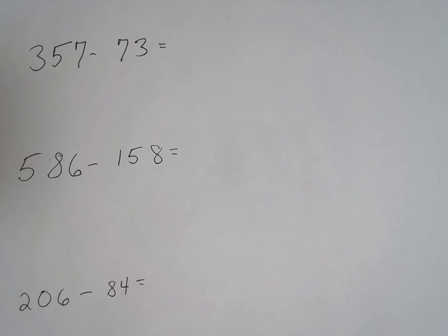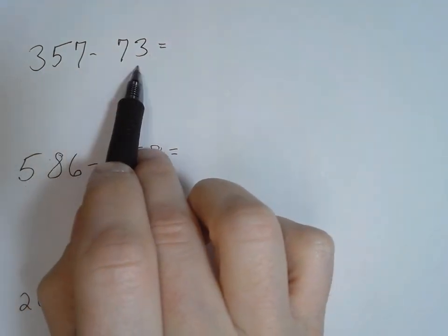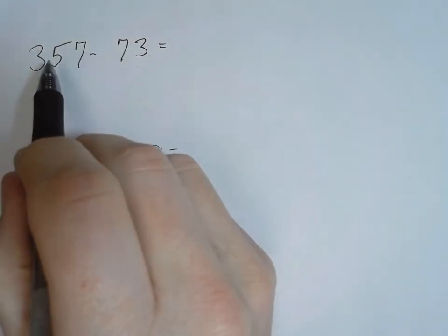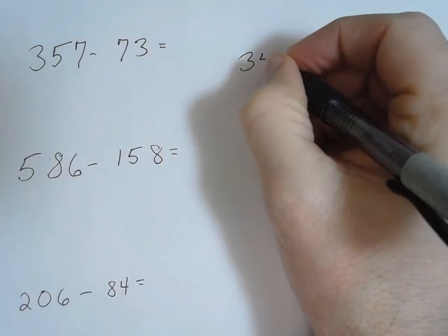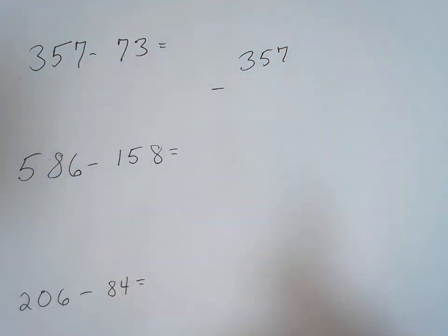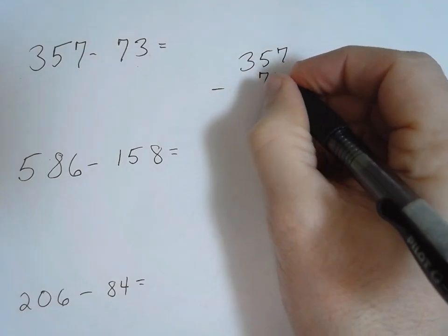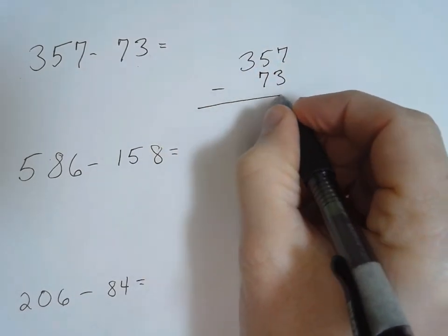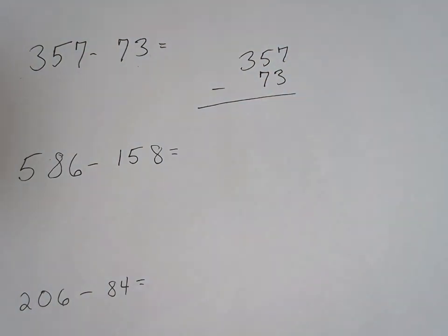All right, we are going to work on subtracting. And the first thing that I need to do is change this horizontal problem into a vertical problem. So I put my first number over on top, so 357 minus my second number. Now my second number is 73, and I need to make sure that my place values are lined up. The ones with the ones and the tens with the tens. If they're not lined up, I will not be able to subtract correctly.